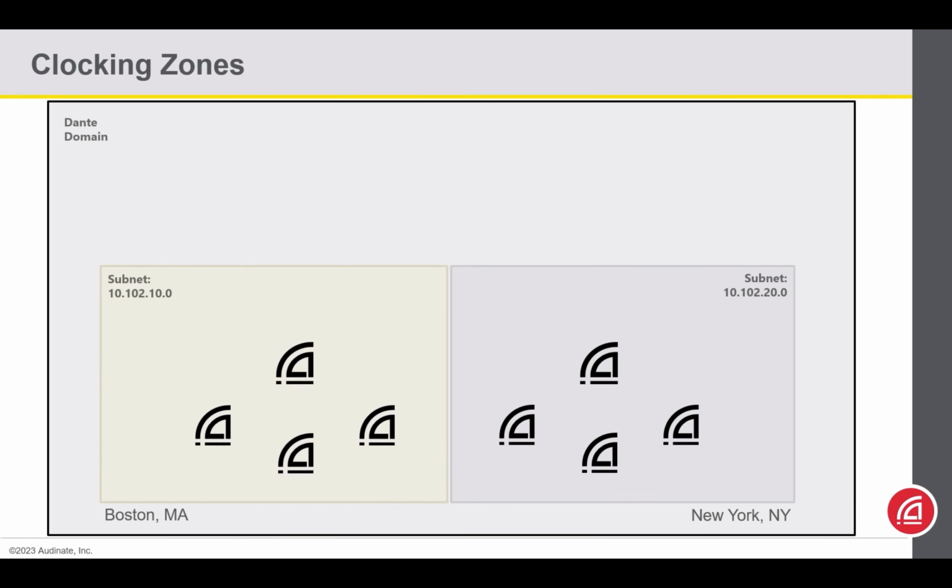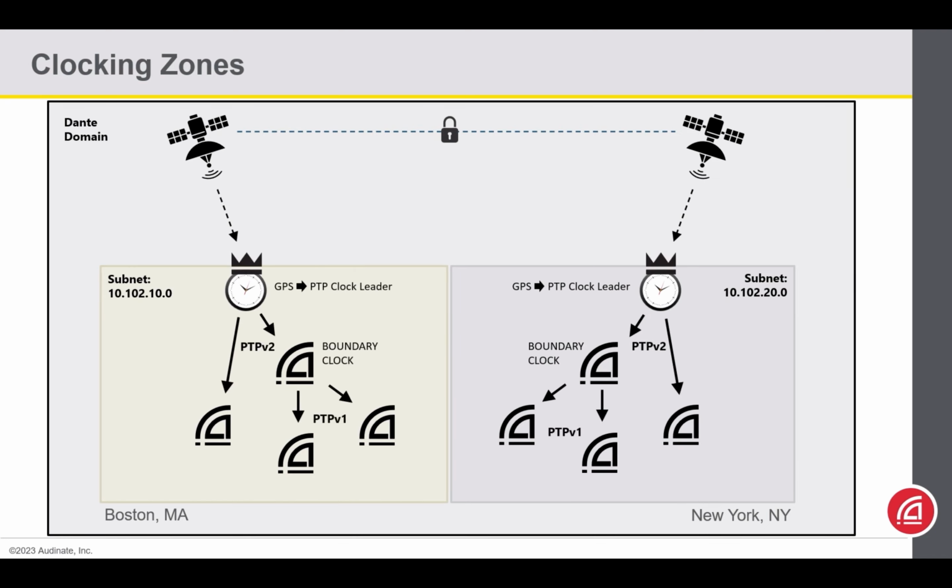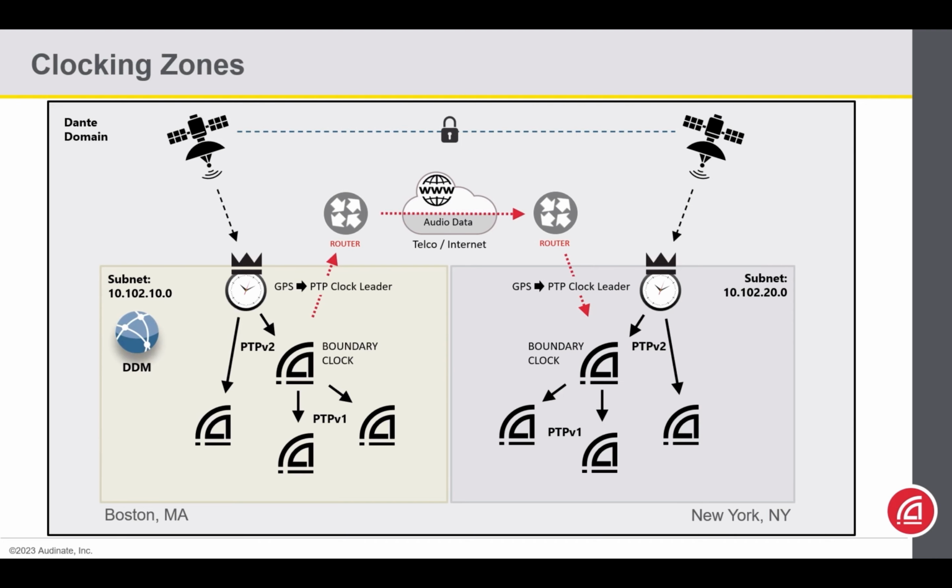In this example, we have two different subnets that are geographically in two different cities. The 10.102.10.0 for Boston and the 10.102.20.0 for New York. Both subnets belong to the same Dante domain, but we have created two separate clocking zones, each with its own ground leader that is a PTPv2 follower to the GPS clock leader in its network. The setup is pretty self-explanatory from that point on.